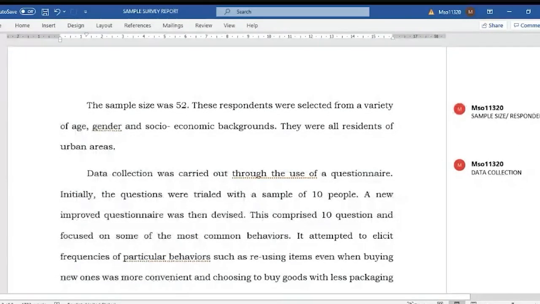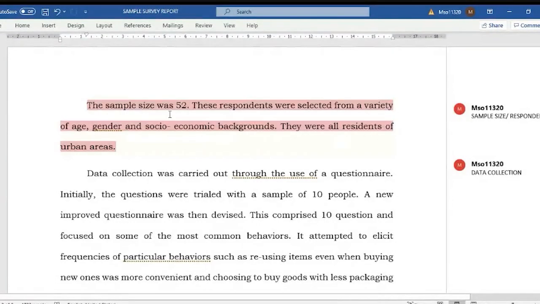Moreover, you also have to include the number of respondents from whom you have gathered your data. In here, the sample size was 52. These respondents were selected from a variety of age, gender, and socioeconomic backgrounds. They were all residents of urban areas.